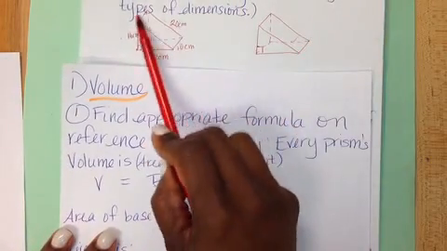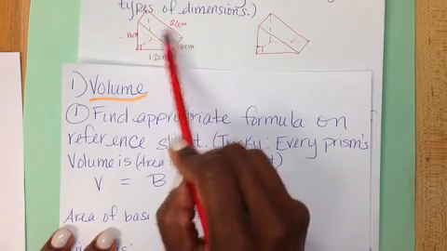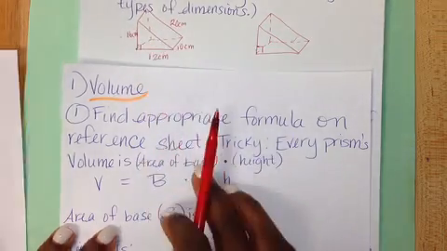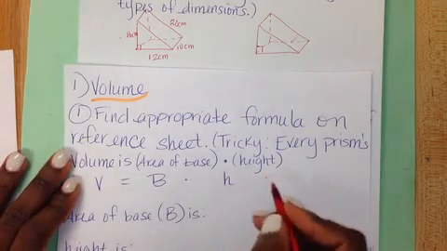So finding the area of this base, the base of this triangular prism, we have to take a look at it and say which two are the same. They are the triangles. So that means I have to find the area of a triangle, right triangle in this case. So going ahead and taking care of that.